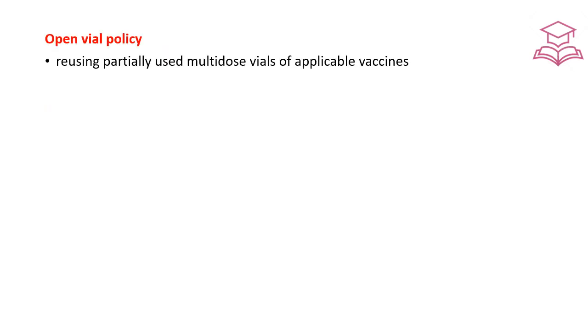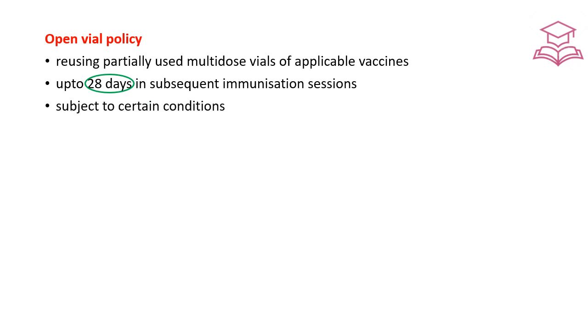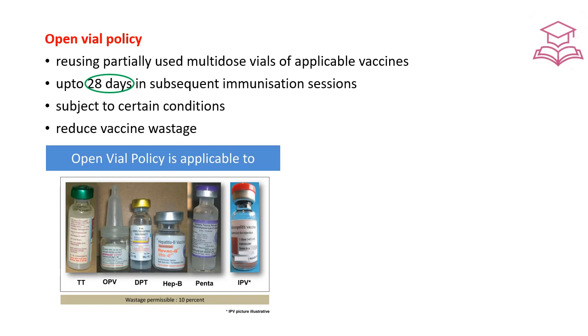Open vial policy is a concept of reusing partially used multi-dose vials of applicable vaccines. They can be used up to 28 days in subsequent immunization sessions, but it is subject to certain conditions. The expiry date should not have been passed. The aim of open vial policy is to reduce vaccine wastage. Open vial policy is applicable to all T vaccines, TT, DPT, pentavalent, hepatitis B, OPV and IPV.